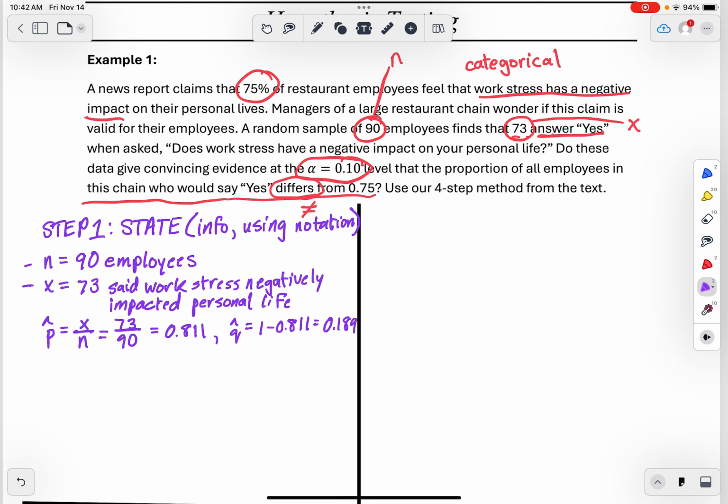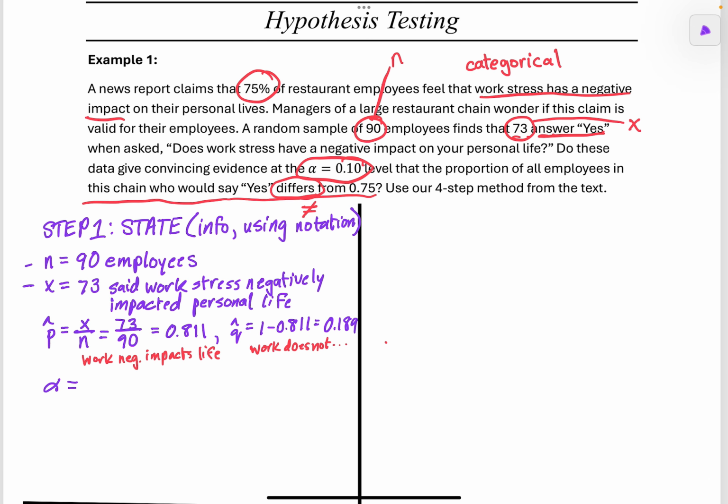So remember, this P hat is work negatively impacts life. I'll just put life there. And Q hat is work does not negatively impact their life. So just remember that that's what those stand for. And then we've got our alpha is 0.10. So if we had been looking at a confidence interval here, our confidence would be 90%.